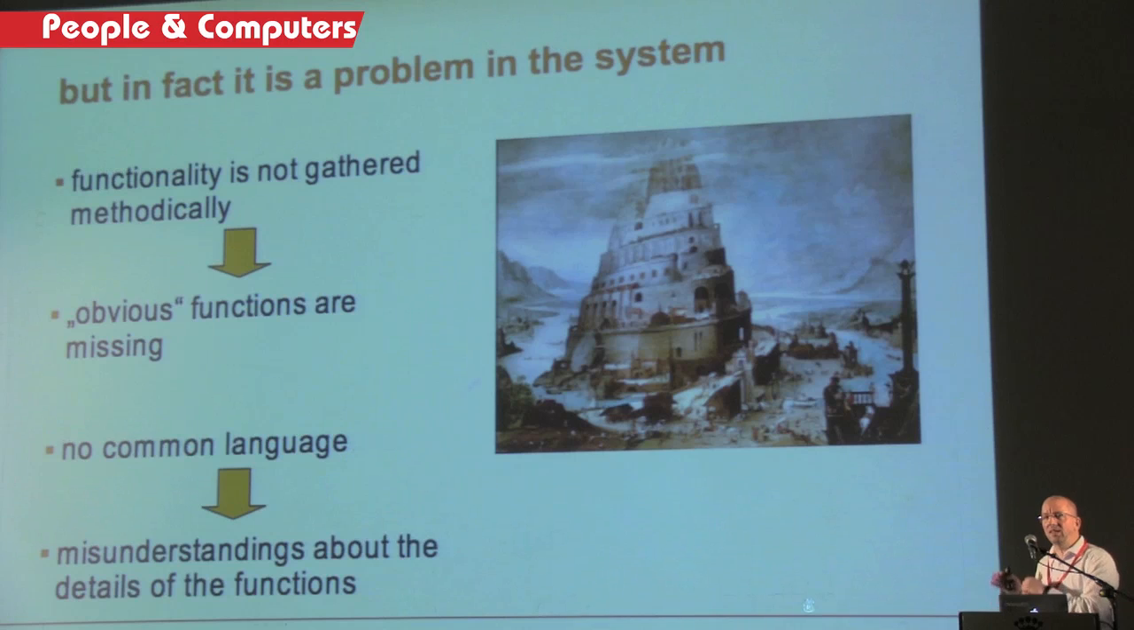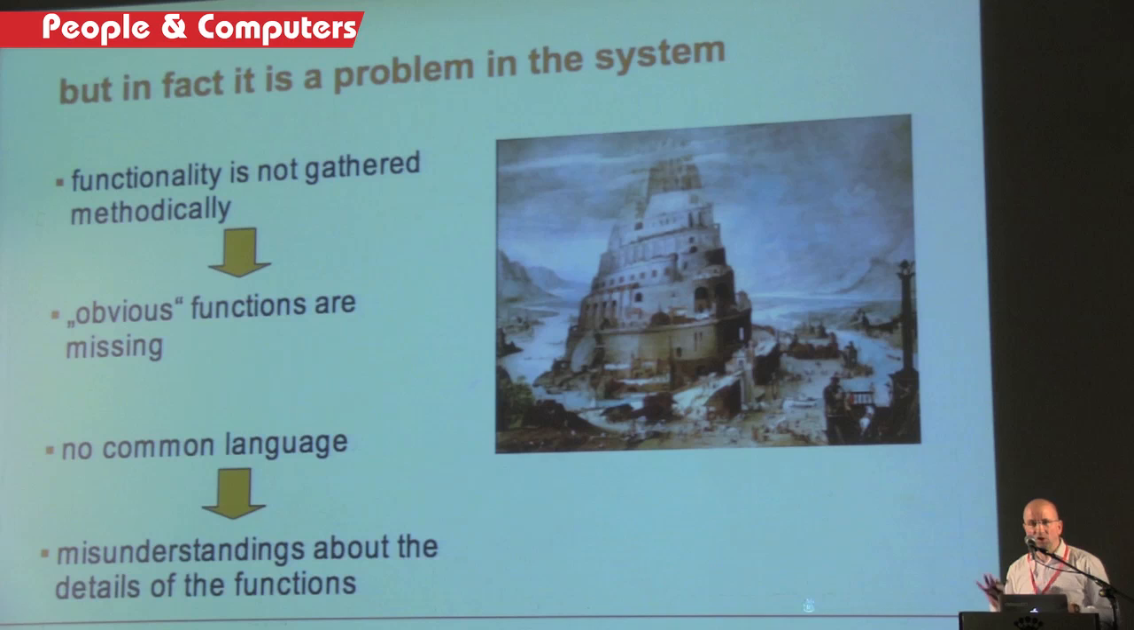But in fact, it is not because the business side are morons or the developers are just stupid. It's a systematic problem. And it's a systematic problem that has to do with language. And it's been with us for a very long time. Even the Bible talks about it, talking about the Tower of Babel. And so I'd like to talk about two parts of that.